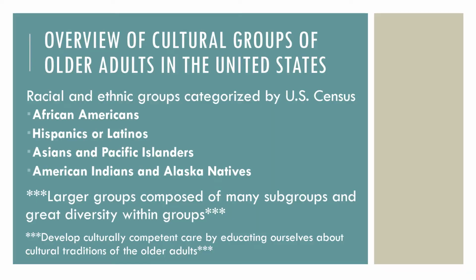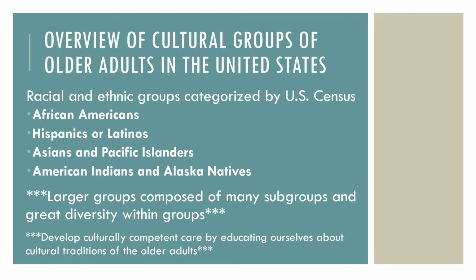So here's just a quick overview of some cultural groups of older adults in the United States, according to, again, the U.S. Census Bureau. So they look at race, gender, ethnicity. And so some of the major ethnic and racial groups in the United States are African Americans, Hispanics or Latinos, Asians and Pacific Islanders, and American Indians and Alaskan Natives, excuse me.